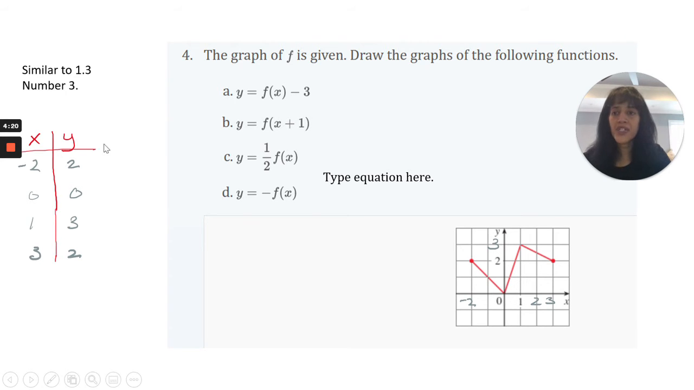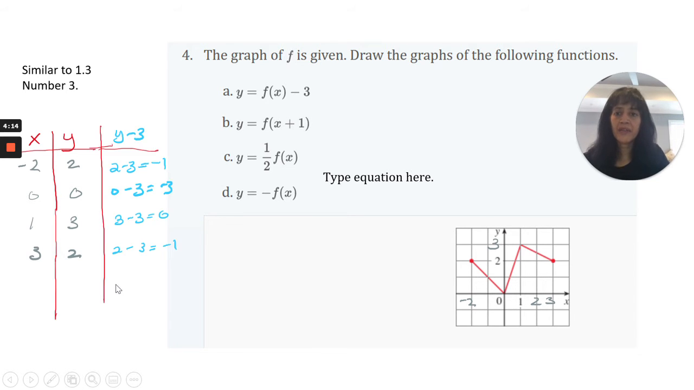So the first thing I did is I took these x values where they're given to me and I put the y values underneath it. And then I looked at what happens in the first one. That says take the old y value and subtract 3. So I took the old y value and I subtracted 3. And I get these new y values and I went and plotted them.